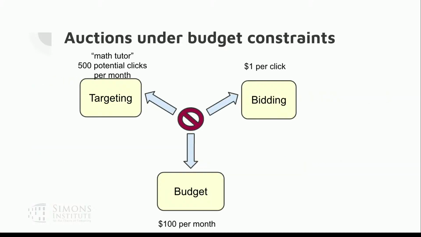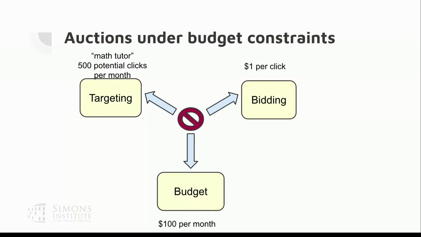So what are these? Here's an example of a very traditional bidder constraint. Here's this math tutor who puts in the targeting with the bid table, puts in certain bids. Let's say the targeting is for math tutor, and there are 500 potential clicks for the month, and they put in a bid saying, I'm willing to pay up to $1 per click. But then they also put in a budget for various reasons. And the budget could be $100 per month. And if you do the math, then 500 times something like $1 is much greater than 100.